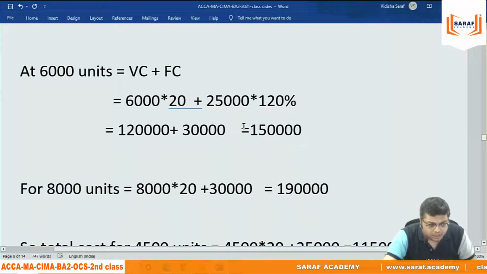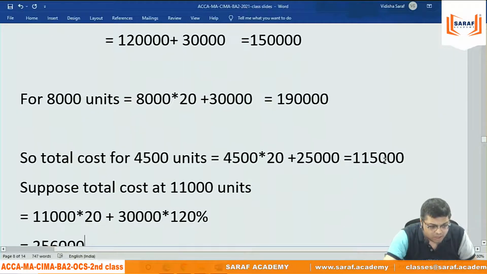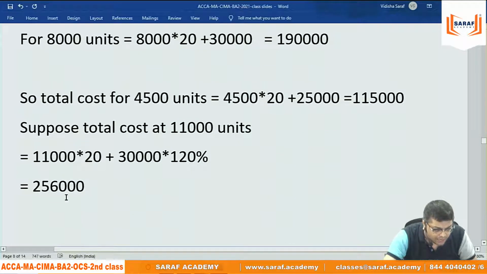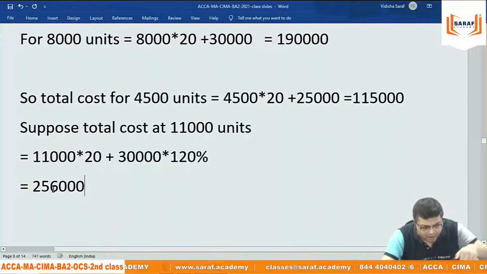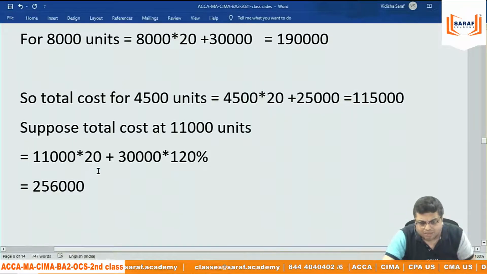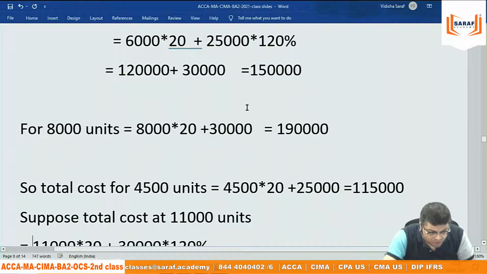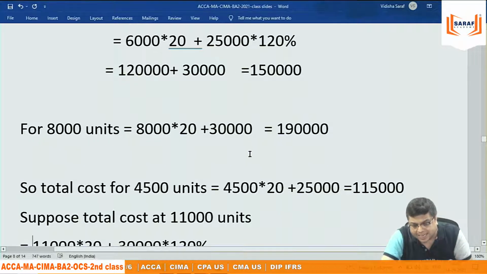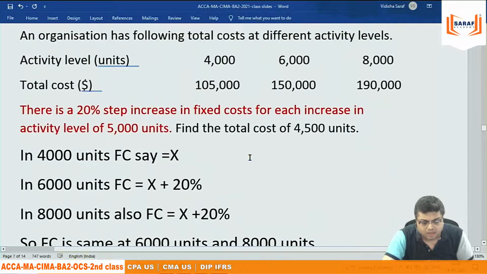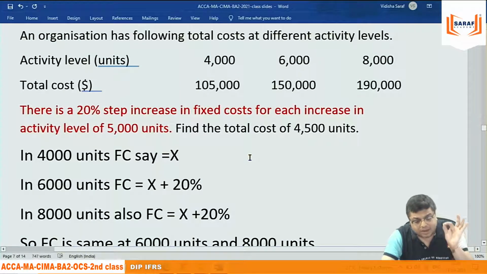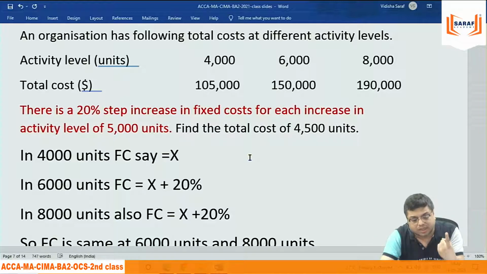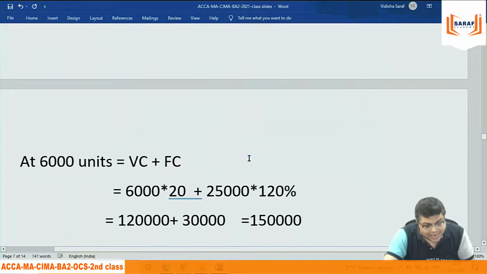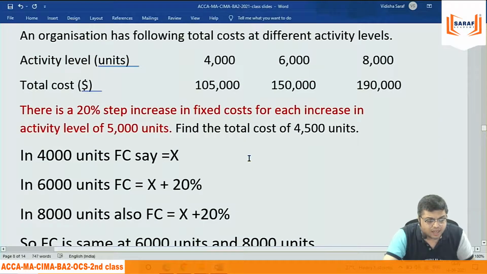In this 2,56,000, in this 1,15,000, in this 1,90,000, 150,000, nowhere is fixed cost same. In 150 and 190 it is 30,000, in 1,15,000 it is 25,000, in 11,000 units it is 2,56,000. So from these four levels, I can't calculate variable cost. I have to calculate variable cost from the two levels where fixed cost is same, where the change is because of variable. Then I can calculate variable cost per unit, otherwise not. So first identify whether it is variable, fixed, or semi-variable. When you identify it is semi-variable, find which two levels have the same fixed cost. Then you can calculate variable and fixed, and then total cost at any different levels.